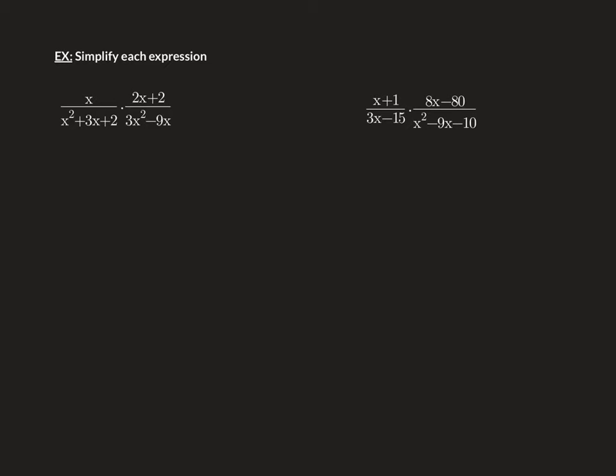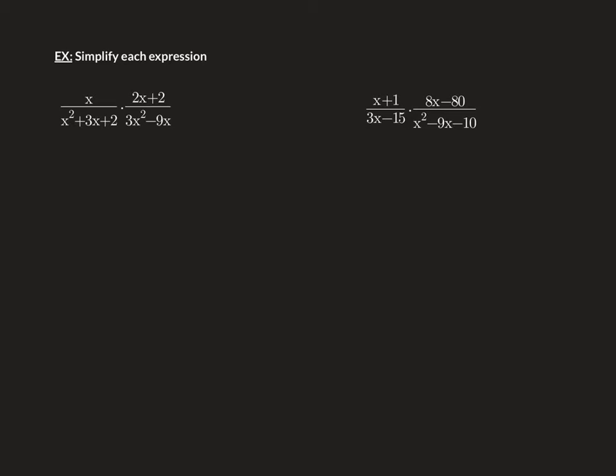Okay, here is the first problem that we're going to look at. We're going to look at the problem x over x squared plus 3x plus 2 times 2x plus 2 over 3x squared minus 9x. Okay. This is why we've been practicing factoring. So we're going to go back to our factoring and make sure we get everything. Remember, the first thing we want to do in factoring is the greatest common factor. So I want to make sure that if there's a greatest common factor, I pull it out. Second, look for trinomials. Third, look for difference of squares or grouping or whatever else it may be. Typically, your most common types of factoring are going to be greatest common factor, trinomials, and the difference of squares.